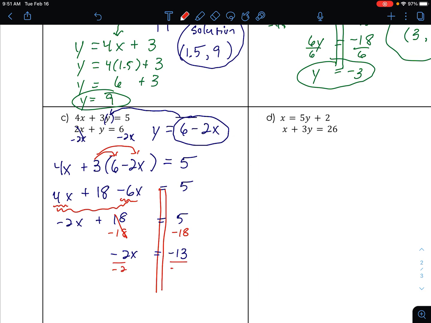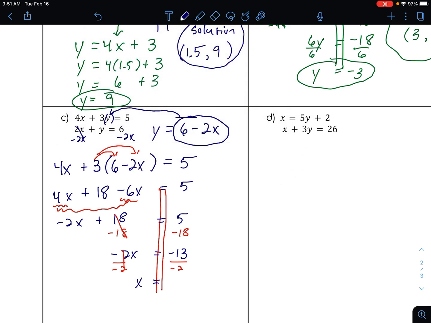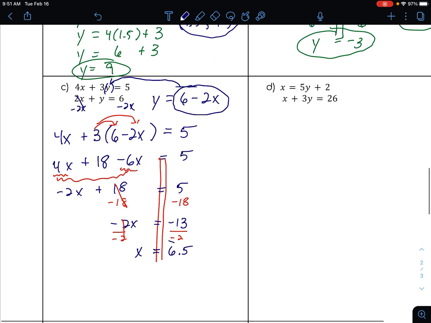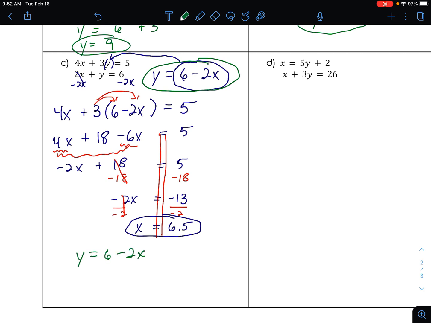And then dividing both sides by negative 2, I get x is equal to positive 6.5. All right, so that's half of our solution. Remember, we got to plug that back in to figure out the second half of our solution. In this case, I'll probably plug it back into this modified equation here because we're looking for the y value. And so now I can take that 6.5 and put it in for x.